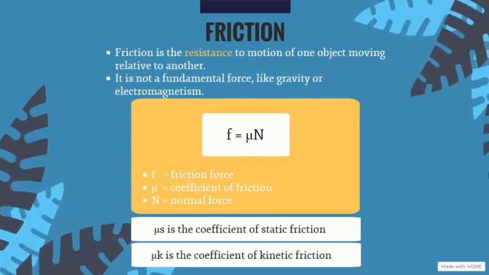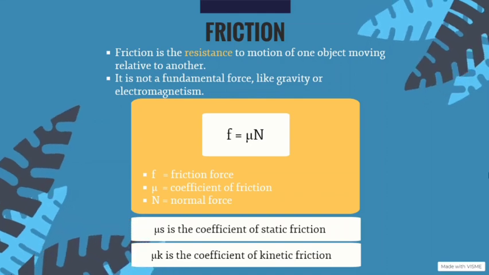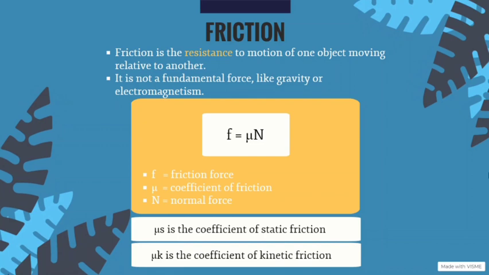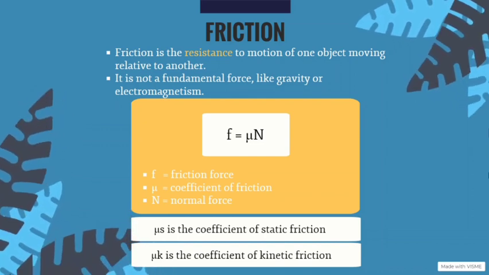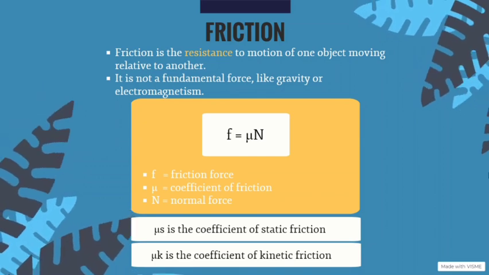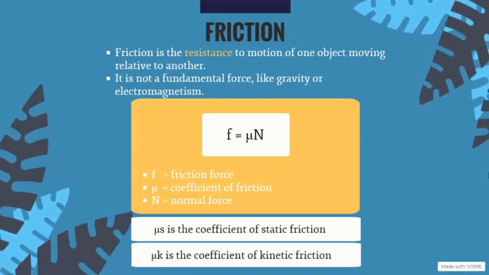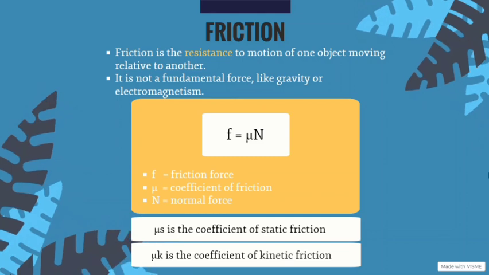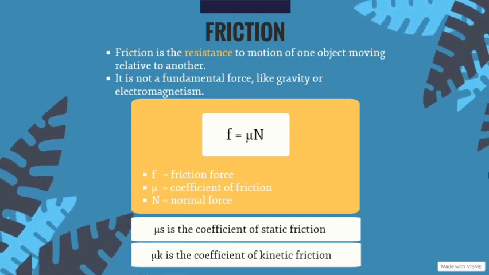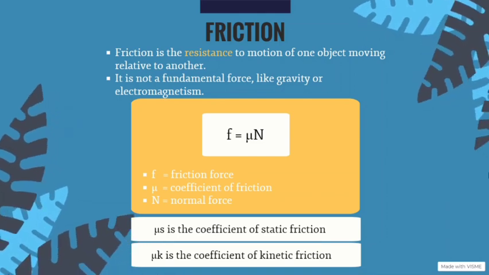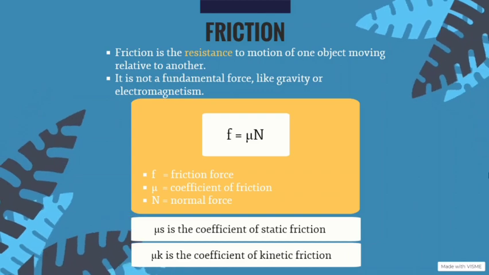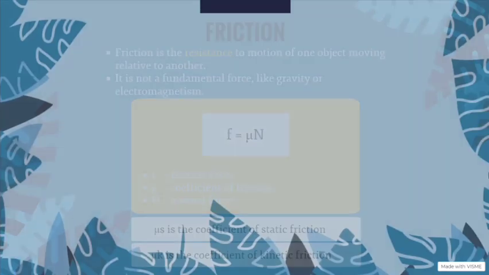There is a formula related to friction, which is F equals μN. F is the friction force, μ is the coefficient of friction, and N is the normal force. You need to know that the coefficient of friction is divided into two types, μs and μk. μs is the coefficient of static friction, while μk is the coefficient of kinetic friction.